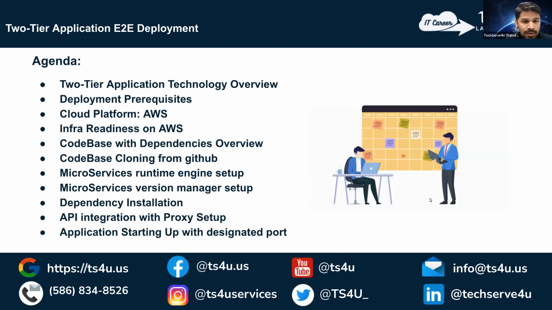We are going to cover the two-tier application technology overview, deployment prerequisites, and the cloud platform. We are going to use AWS, infrastructure readiness on AWS, code base with dependency and overview, code base cloning from GitHub, microservices runtime engine setup, microservices version manager setup, dependency installation, API integration with proxy setup, and application starting up with designated port. And of course, we are going to test it using Postman.